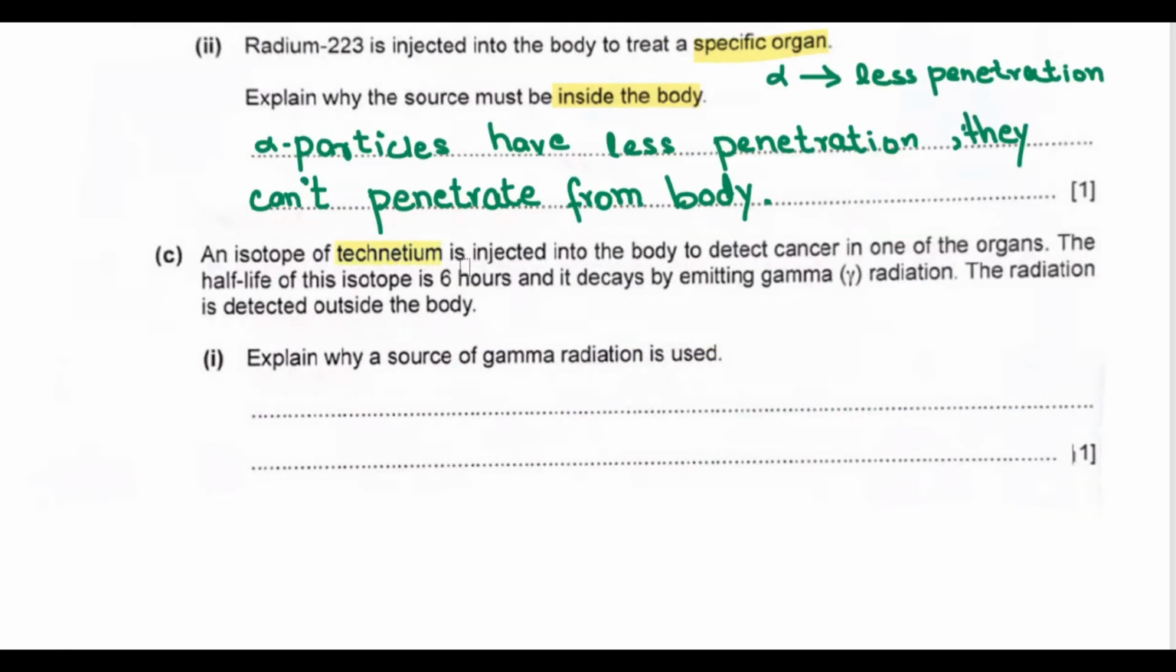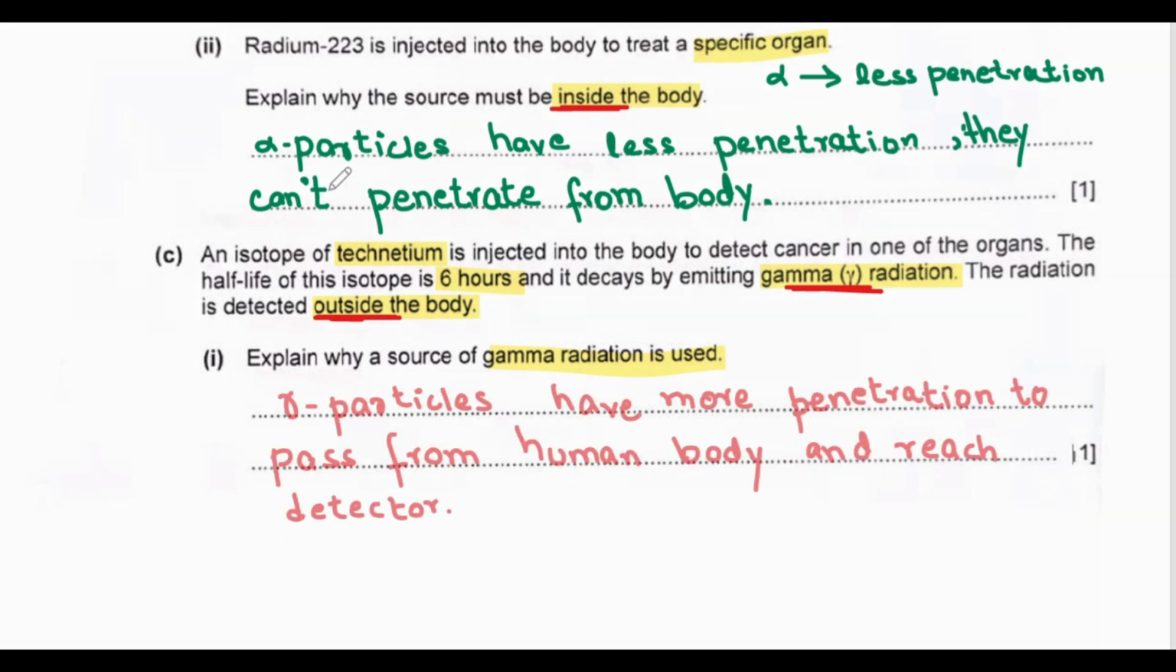C part says an isotope of technetium is injected into the body to detect cancer in one of the organs. The half-life of the isotope is 6 hours and it decays by emitting gamma radiation. The radiation is detected outside the body. Part 1 says explain why a source of gamma radiation is used. Gamma rays have high penetration ability and they can penetrate the body from outside, unlike alpha particles that were being used inside the body. So the answer is gamma rays have more penetration to pass through the human body and reach the detector.